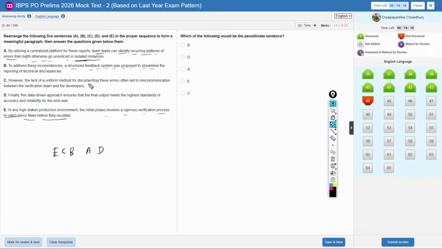Okay, let's read it. In any high-stake production environment, the initial phase involves a rigorous verification process to catch minor data flaws. However, the lack of a uniform method for documenting these errors often leads to miscommunication between verification teams and developers. To address these inconsistencies, a structured feedback system was proposed. Then we're saying that by utilizing a centralized platform, they can coordinate better. And the last, they were saying the data-driven approach ensures that the final output meets the high standard of accuracy, reliability, and the user end. I feel it's again penultimate.